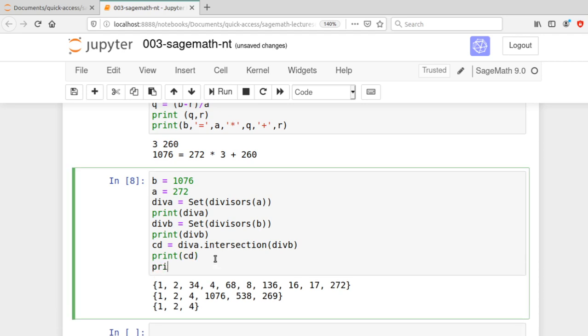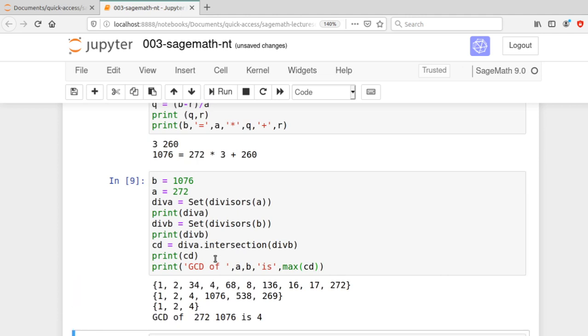Now the GCD is the maximum of these, so print GCD. What are the two numbers we have? A, B, and "is" enclosed in quotes. What is it? The maximum element in CD. Let us print even that. The output is: GCD of 272, 1076 is 4.